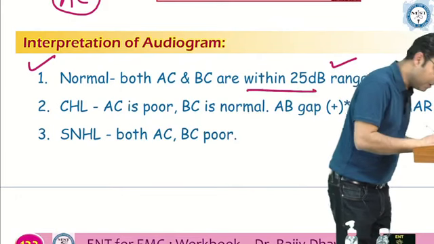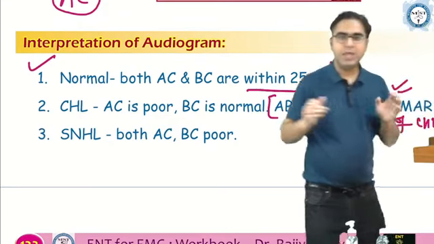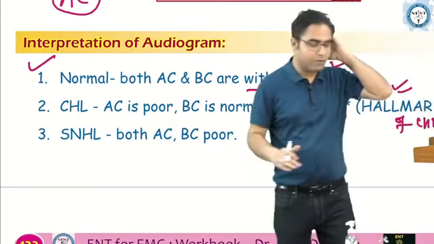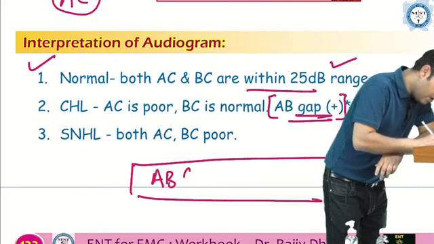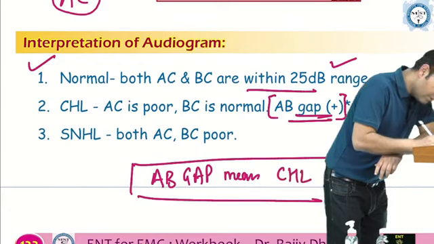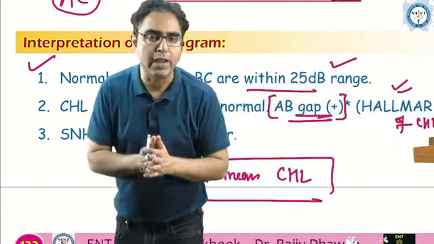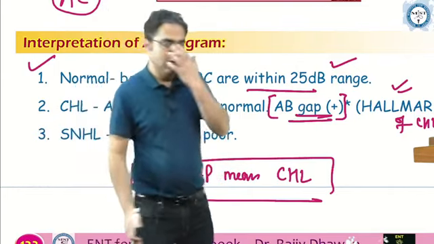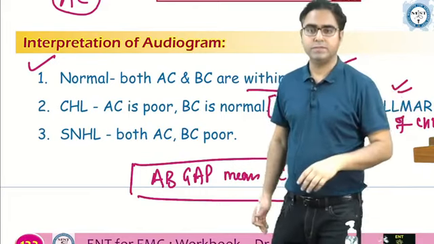And there is an AB gap. AB gap is the hallmark of conductive hearing loss. AB gap means conductive hearing loss, beta. Can you write down, beta? Yeah, write down, beta. AB gap. Whenever you see AB gap, it means CHL, beta. People who remember this line, it may pay you in the exam, beta. If there is a gap between two lines, 100% conductive hearing loss, beta. AB gap means conductive hearing loss, beta.